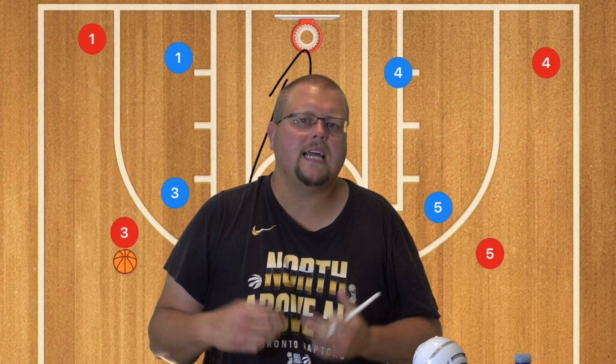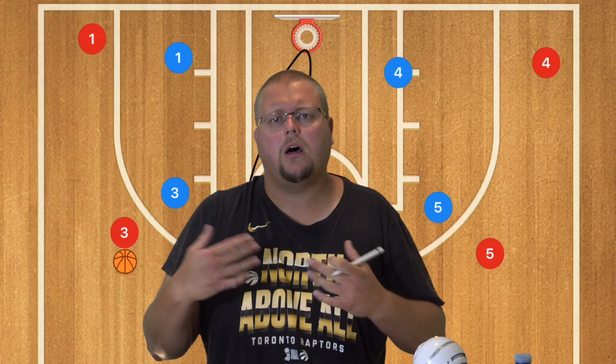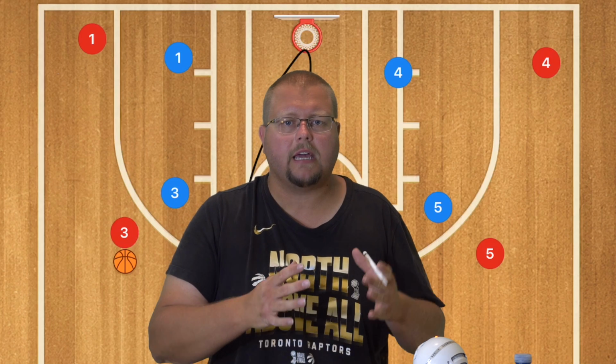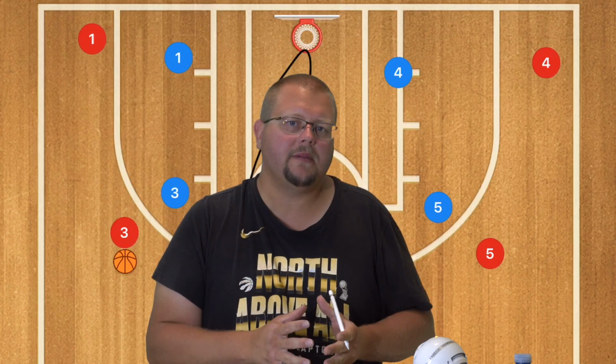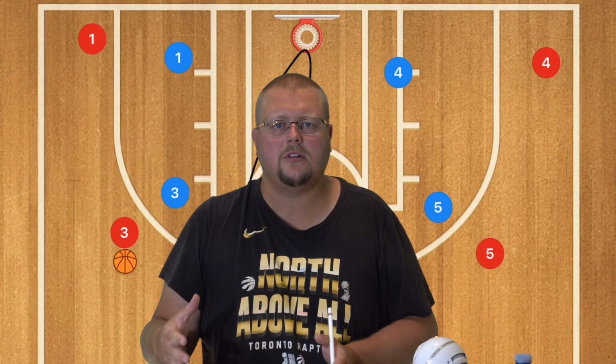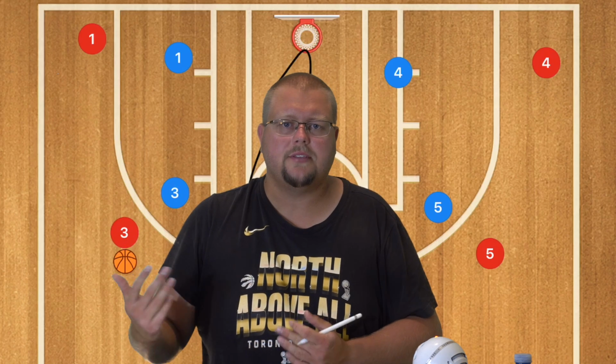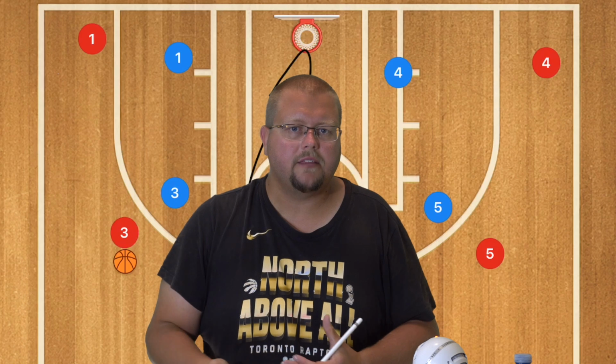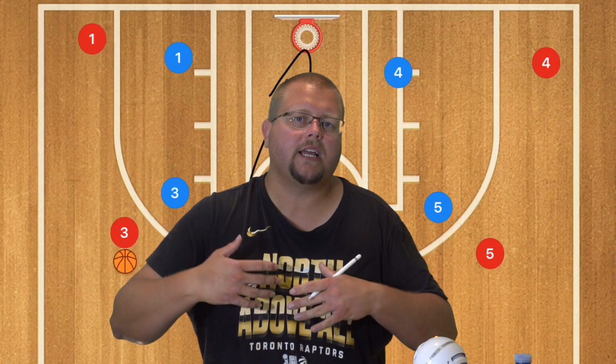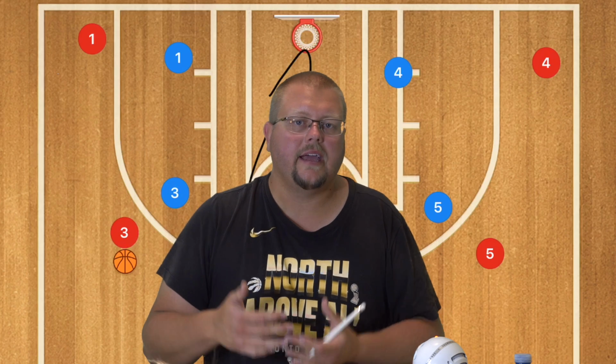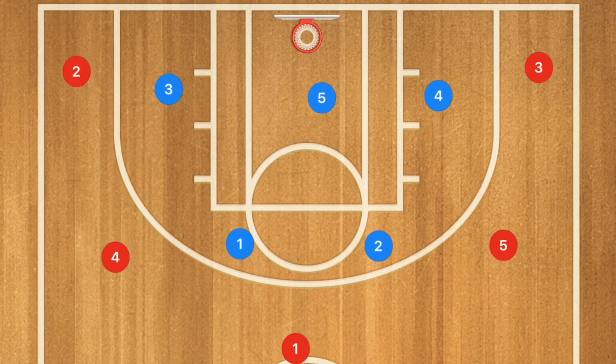Now, the 5 out offense is a very popular offense. It really started becoming popularized in the NBA. It's moved down to the college level. And when you start looking at the youth level, there's more and more teams running the 5 out because there's so many teams running a zone defense. And with a zone defense, what you'll find with the 5 out is you're essentially creating a lot of different options.